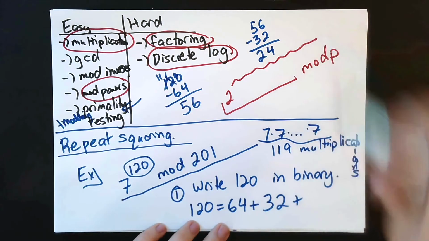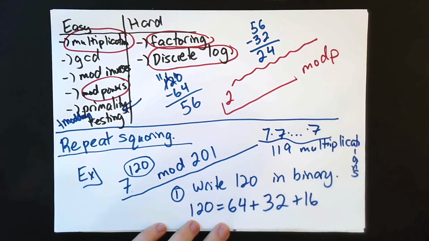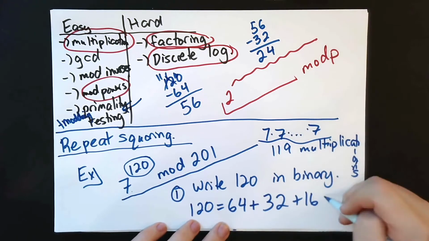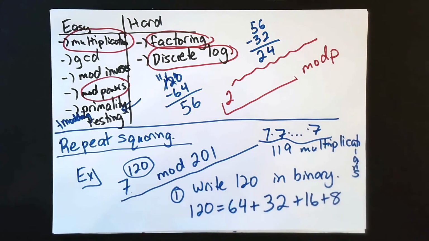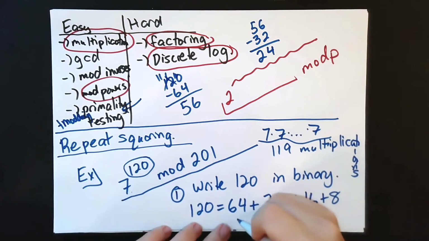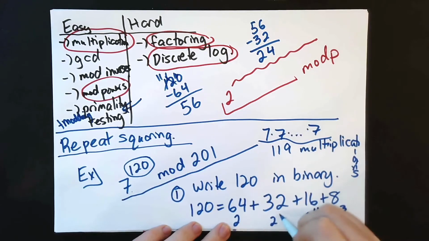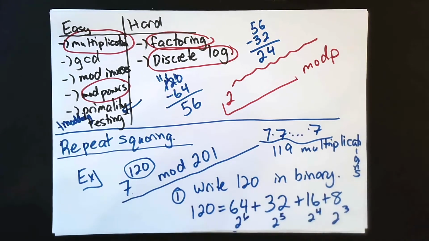Well, as it would happen, it is 16. 24 take away 16 is 8. What's the largest power of 2 less than or equal to 8? It is 8. And now I'm done. I've written 120 as a sum of powers of 2. So this is 2 cubed plus 2 to the 4th plus 2 to the 5th plus 2 to the 6th.